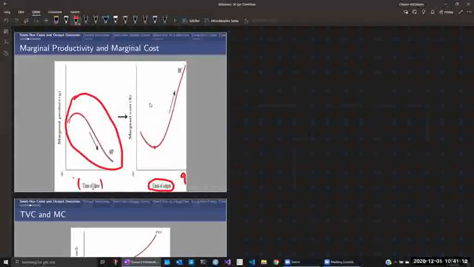But when this relationship is reversed, so when the marginal product of labor starts to decrease, the marginal cost starts to increase. Why? Let's think about the most extreme case, where the marginal productivity goes to 0. Then the marginal cost of producing almost goes to infinity, because we cannot produce any more output, right? So as the marginal product decreases, we see that producing one more unit of output becomes more costly.